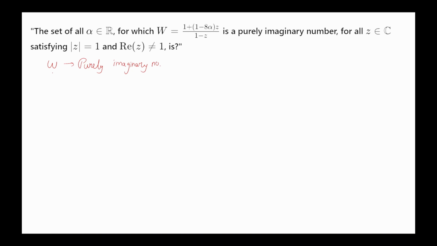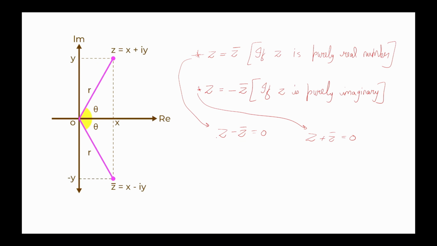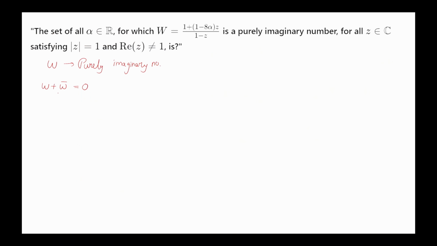So if W is a purely imaginary number, then what I can say is W plus W bar would be equal to 0, as we had studied the property here. If Z is a purely imaginary number, then Z plus Z bar is equal to 0. So W plus W bar would be equal to 0. And if I try to find out the conjugate of W, what would it simply be? It would be 1 minus Z and 1 minus 8 alpha Z bar upon 1 plus Z bar.